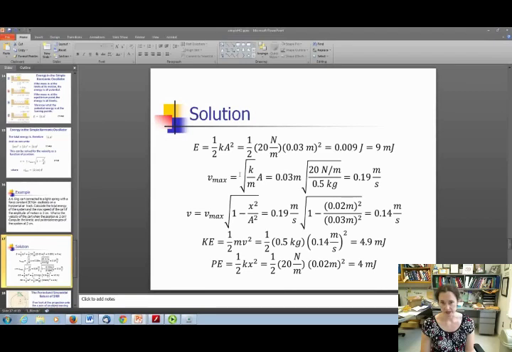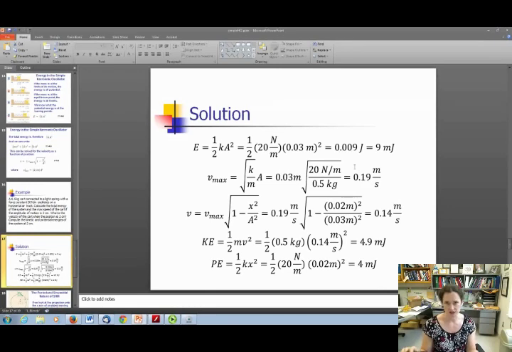Now, the maximum speed is given by the square root of k over m times the amplitude A. When I plug in, my amplitude is 0.03 meters, times the square root of 20 newtons per meter divided by 0.5 kilograms, which gives me 0.19 meters per second. And for all of these, I'm not going to keep more than 2 significant figures in my answer.